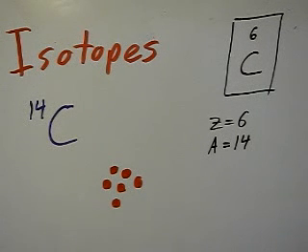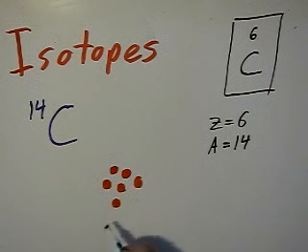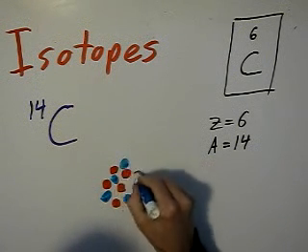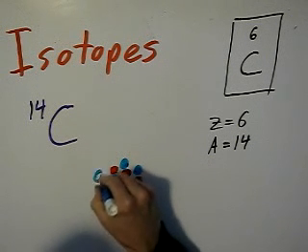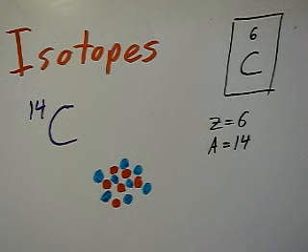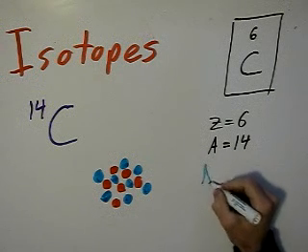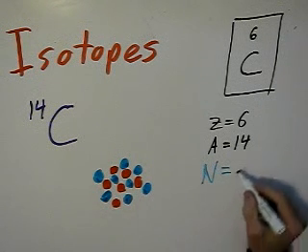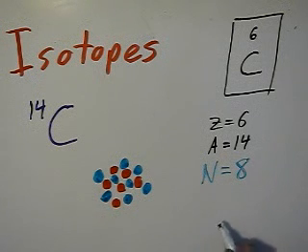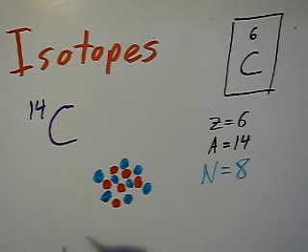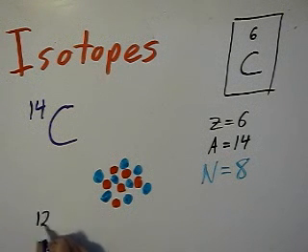So one way I could do it is just say 1, 2, 3, 4, 5, 6, 7, 8, 9, 10, 11, 12, 13, 14. How many neutrons have I got now? 1, 2, 3, 4, 5, 6, 7, 8. Right? 6 plus 8 is 14. So this would be a carbon-14 nucleus. More common in nature is carbon-12.